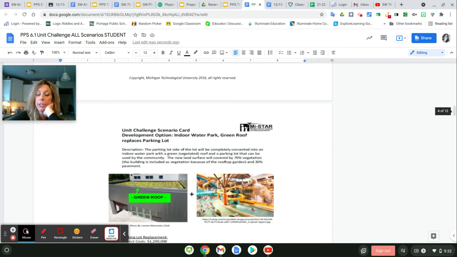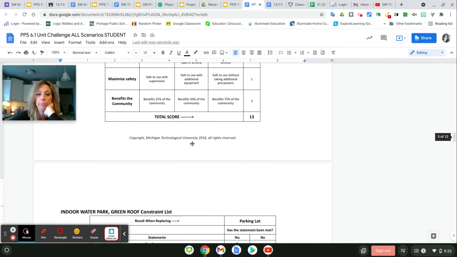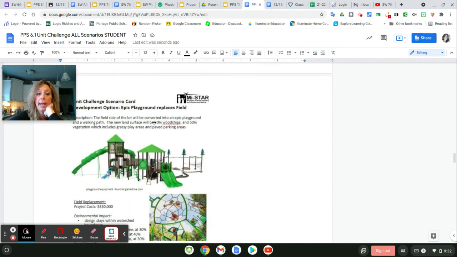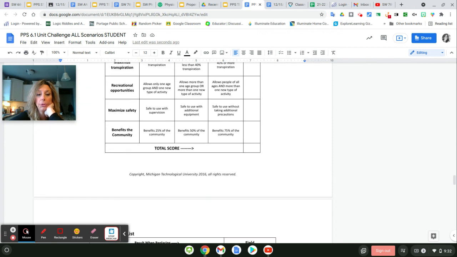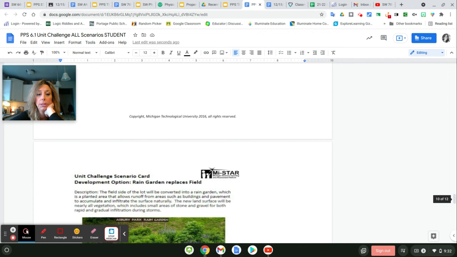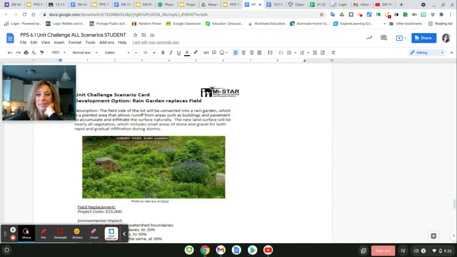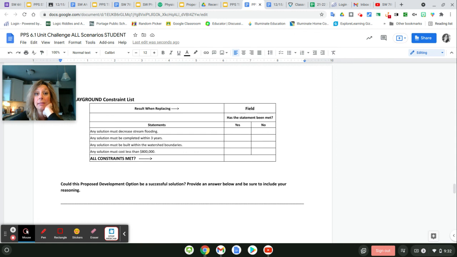So now you're going to use the same process that I just went through with you to do the indoor water. Nope, we just did that one. Sorry. Oop, let's keep going. To do the epic playground, replacing the field. Okay. And then also, so there's your criteria and constraints for the epic playground. And then also the rain garden. And then we've got to figure out what this land is going to be.